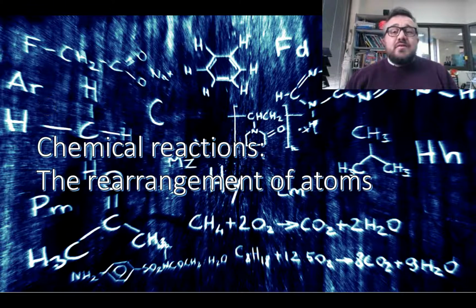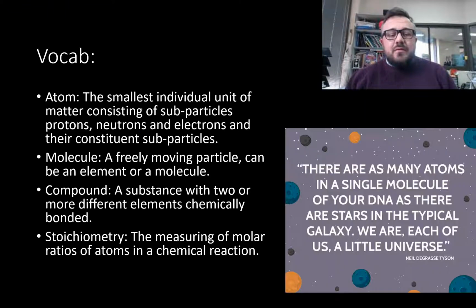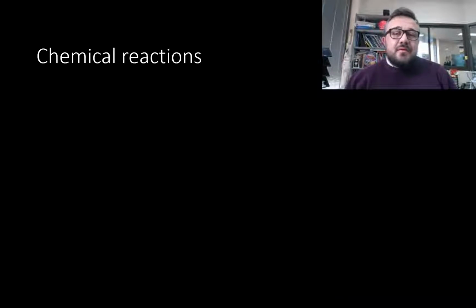Alright, chemists, so let's have a look at the rearrangement of atoms in a chemical reaction. And basically, with this lesson here, we're talking about what happens inside the arrow. This is your vocabulary. If I just get you to pause the video, write this down, and we'll continue from there, just so you've got this to refer back to as we move along.